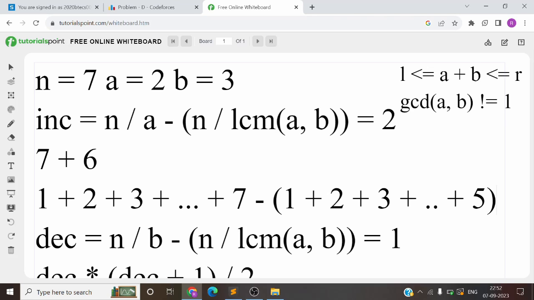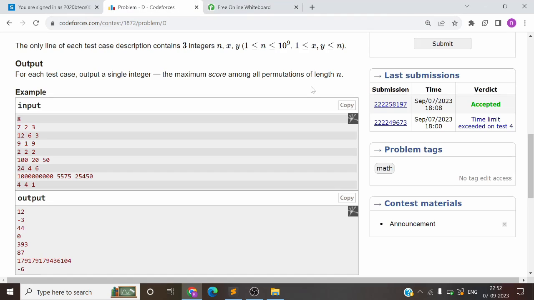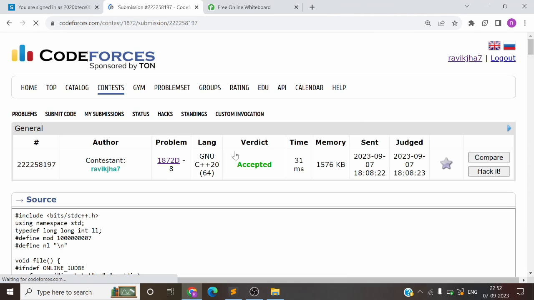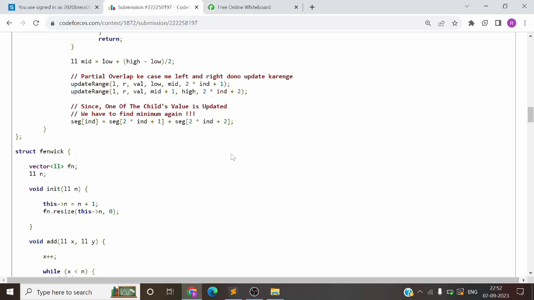So this was again very simple. So how do we do that? It's basic math. I will show you the solution. Just you can check out there how we are going to do it.